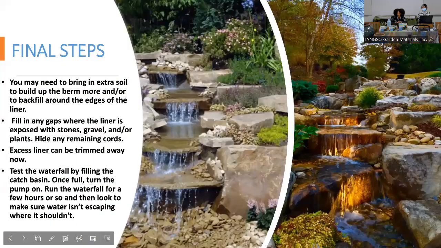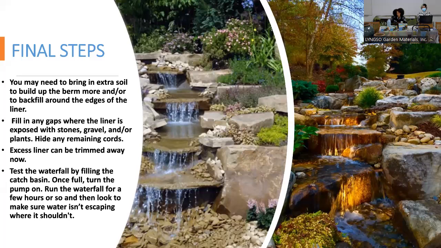So your final steps of a pondless waterfall: you might want to bring in extra soil to build up the berm. As you see around the waterfall on the sides, you want that to be raised. And then you'll fill any gaps where the liner is exposed with your choice of the stones or gravel you're using, and hide any remaining cords. At this time, you can trim away any excess liner.